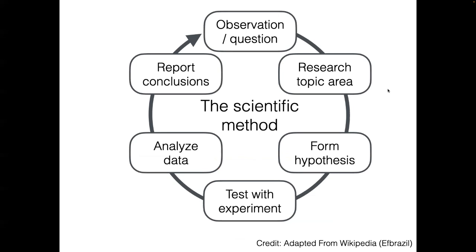So the structure of today's lecture is actually based on this figure from Wikipedia. And it outlines 6 key steps involved in the scientific method. So first you have an observation or a question, then you research the topic area, you form a hypothesis, test the hypothesis with experiment, analyze your data, and then report conclusions. And so we'll use this as a kind of structure to walk through some helpful things that you could do or that you could think about as you're doing research or structuring projects in advanced NLP.